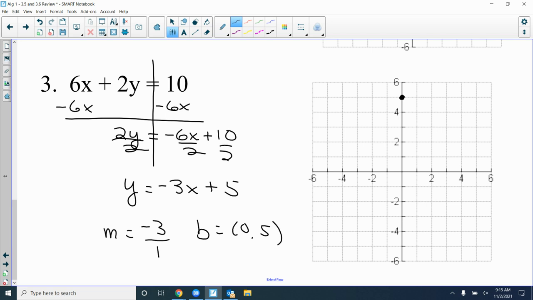Now, I can't really go up, there's not a lot of room, so I have to go down. What type of slope is it, negative or positive? Negative, so it's going downhill. So I go down 3 and over to the right. Down 3 over to the right, down 3 over to the right. Connect.